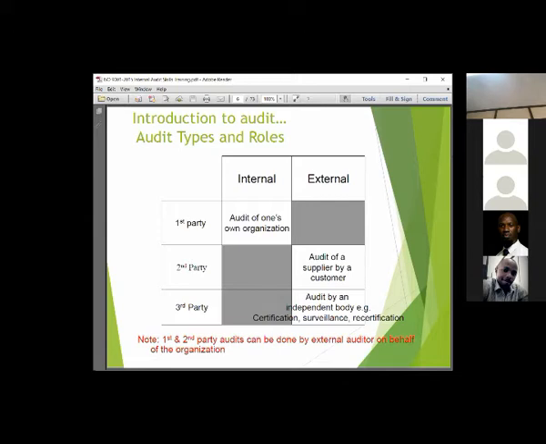First and second party audits can be done by an external auditor on behalf of the organization. That can still happen. Instead of you auditing your own organization, you can call somebody outside to come and do an internal audit on your behalf. But in most cases, you'll be the people to audit, and that is first party. Even for second party, you can give somebody like me a job to go and audit your garages, but I'm not sourcing for business here. So that will still be second party, but done by an external person. So let's not confuse between those three.